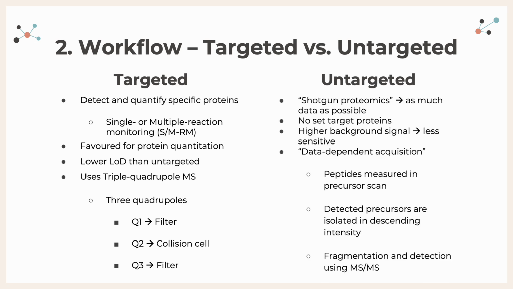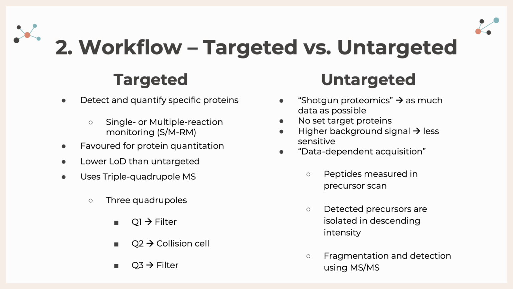The untargeted method sounds like what it is, right? You're trying to get as much data as possible, which is why they call it shotgun proteomics, because like a shotgun, you're going to hit as much as possible. You're not just shooting a single bullet; you're doing the pellets, right? There's no set target protein. You have a higher background signal, so it's less sensitive.